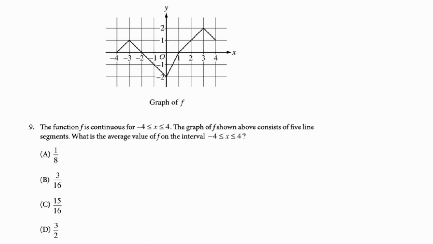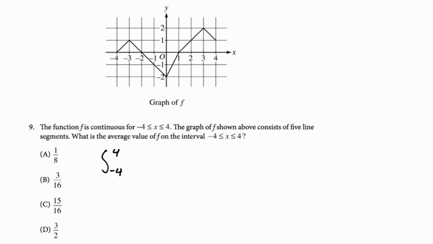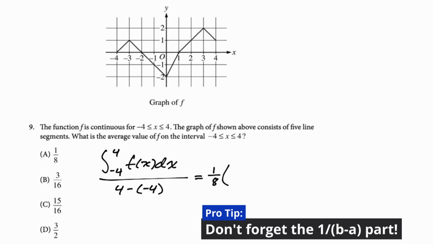Number 9, the function f is continuous from -4 to 4. The graph of f shown above consists of 5 line segments. What is the average value of f on the interval from -4 to 4? All right, so average value is just going to be the integral divided by the interval, so let's write it down. So we're going from -4 to 4 of the function divided by the length of the interval from -4 to 4, which is 8 units long, 4 minus -4. So this is going to be 1/8 of a bunch of geometry.